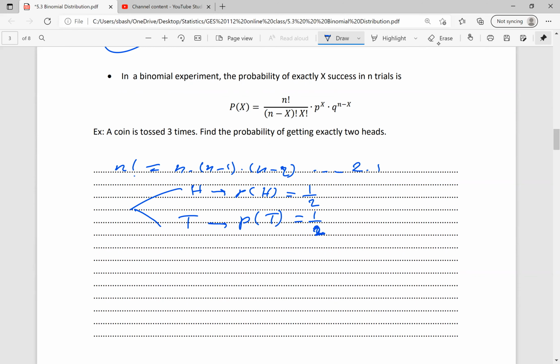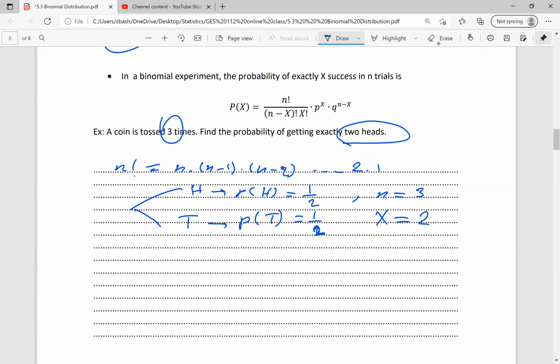Now we are tossing the coin 3 times. So we are doing the experiment 3 times. So this is n, n equal to 3. n is the number of trials. We are doing this 3 times, or 3 attempts. So it is the number of experiments. This is n equal to 3. Now getting exactly 2 heads, this is x. x equal to 2. Now I have n equal to 3, x equal to 2.